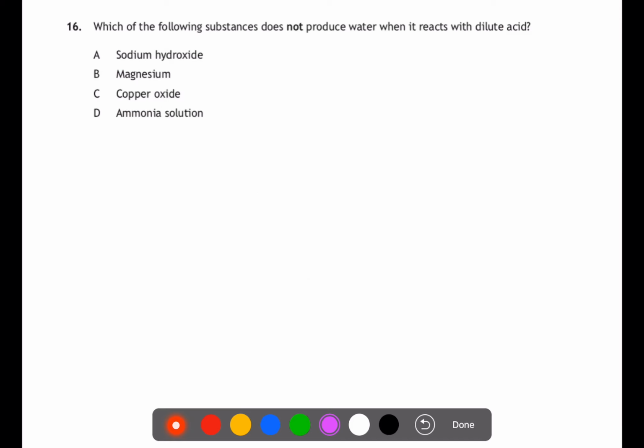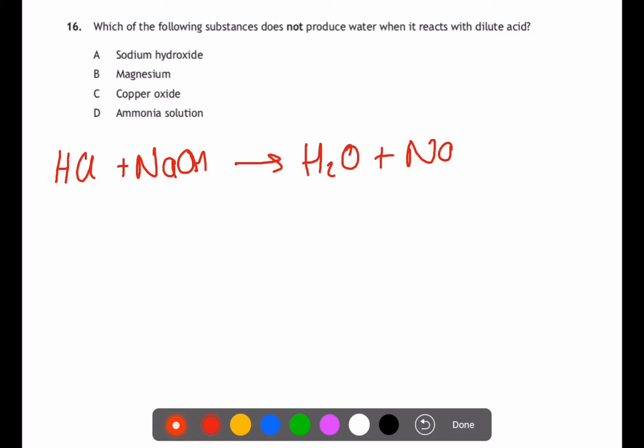Question 16. Which of the following substances does not produce water when it reacts with dilute acid? So if we take an acid such as hydrochloric acid, we can write out the equations for each of these. So if we have HCl plus NaOH, we will get H2O and NaCl.